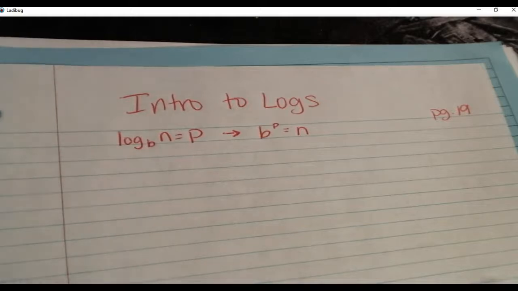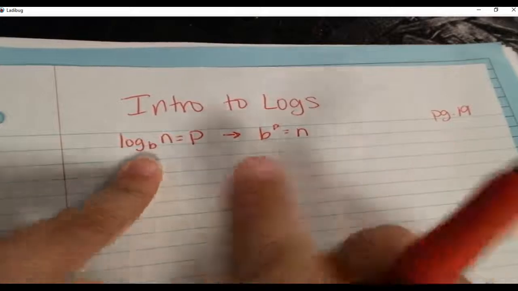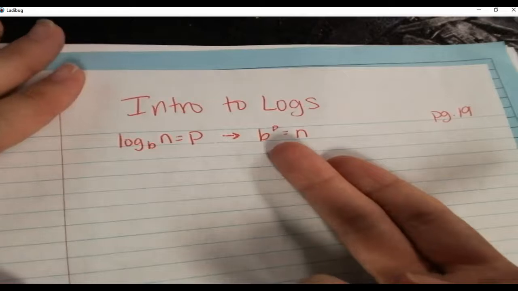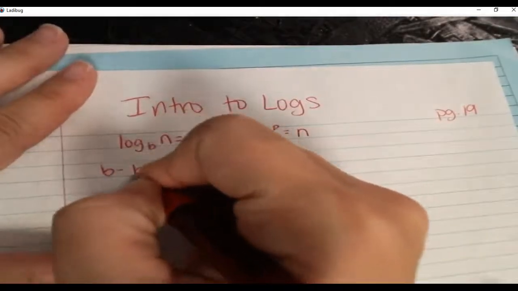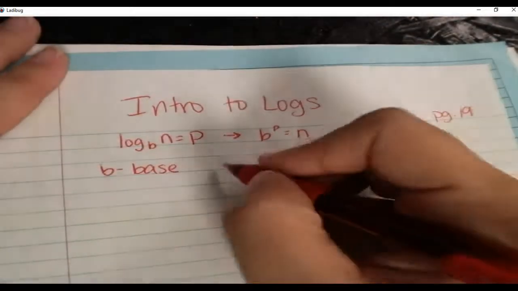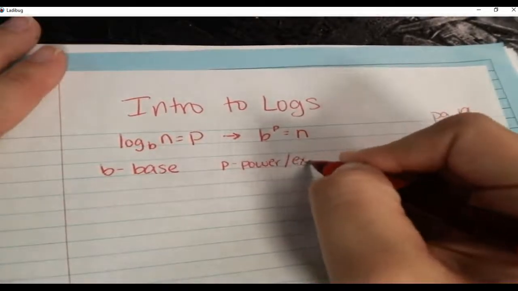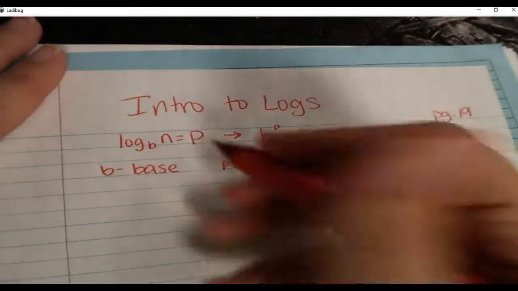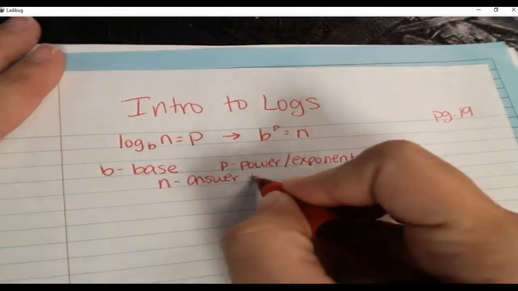So I always remember it by thinking b is the base. So it's the base here, it's the base here. So it stays first. But then n and p switch. So n and p here becomes p and n on the other side. Okay. So let's list them out. So b's our base. P is the power, or the exponent. And then n is the answer to the exponential.